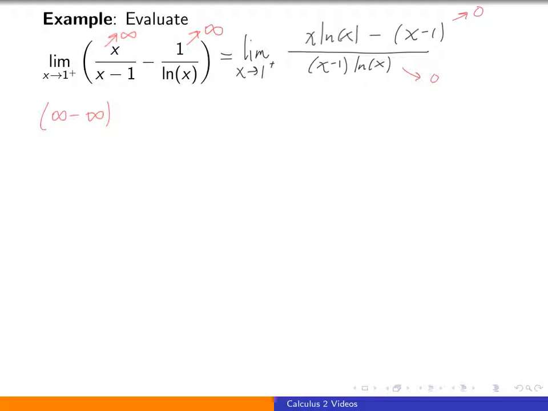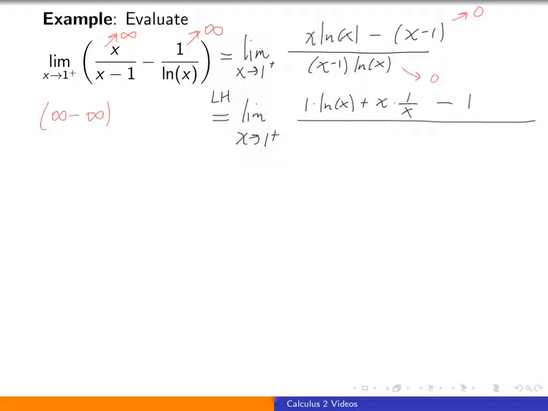So we do have one of L'Hopital's indeterminate forms. So if we differentiate the top and the bottom, we get an equivalent limit. So the derivative in the top, we're going to start off differentiating x ln of x with the product rule. We'll take the derivative of the first, which is 1, times the second, plus the first times the derivative of the second. And then we're subtracting away the derivative of x.